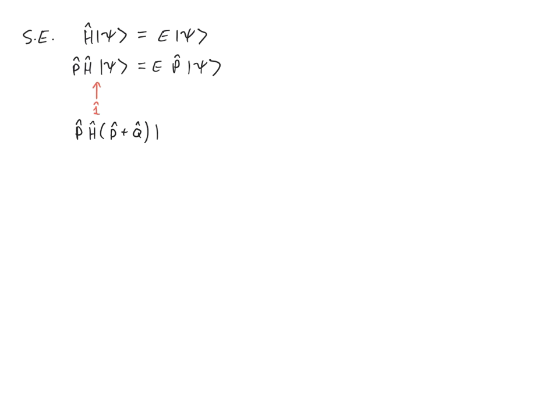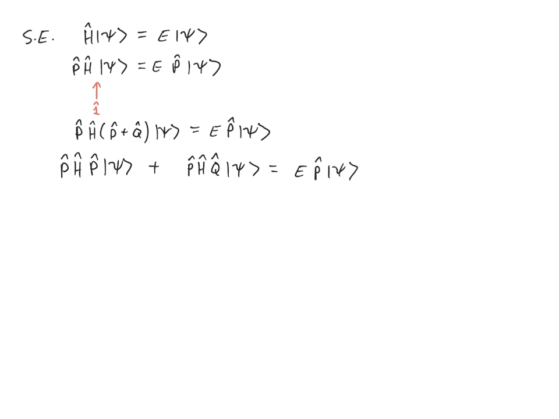The identity involves both P and Q. On the right hand side, I won't bother to insert the identity. It's equal to 1, so I can insert it or not insert it as I please, and I don't choose to on the right hand side. So let's expand this out. On the left hand side, I get P H P acting on the wave function psi plus P H Q acting on psi, and we know this gives us E times P acting on psi on the right hand side.